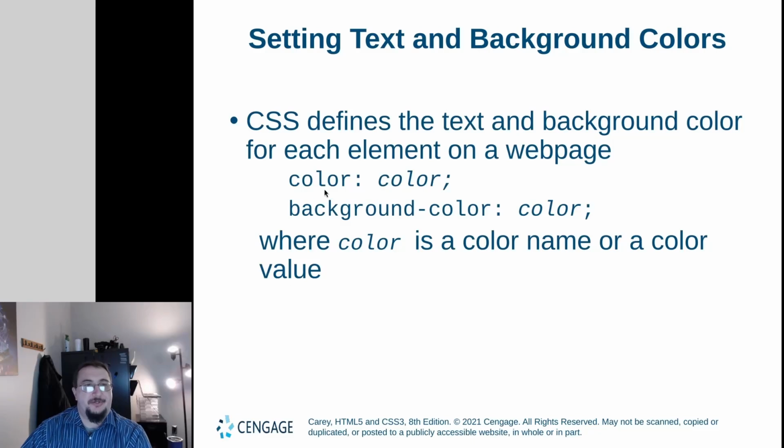For color, you set your color straight with just color, colon, and then the color either being an RGB value, HSL value, a color name, or a hex value. Same with background-color, and it is the same values as color.